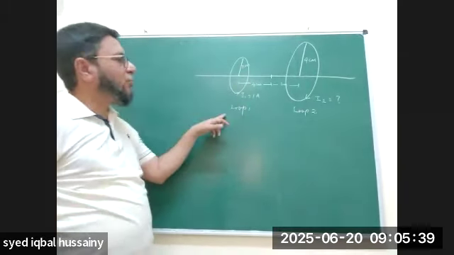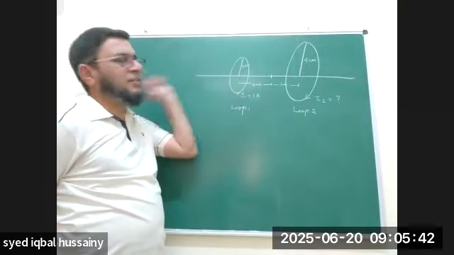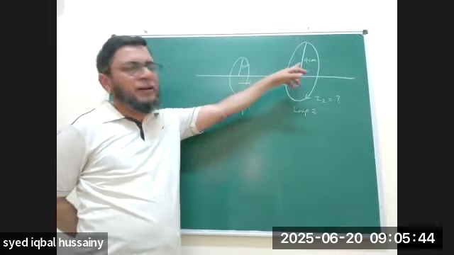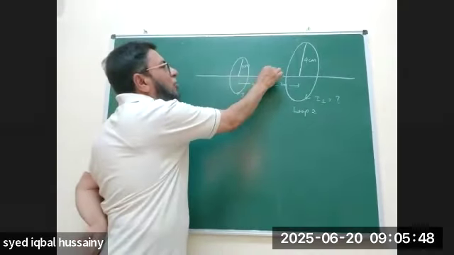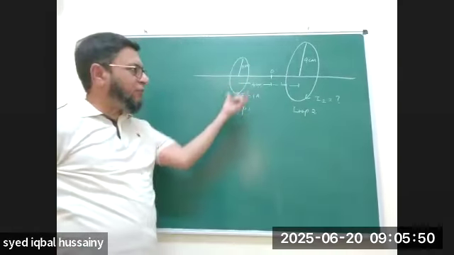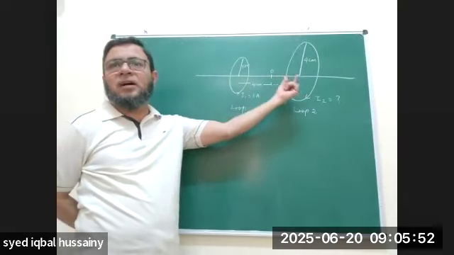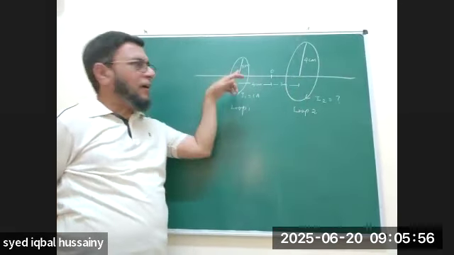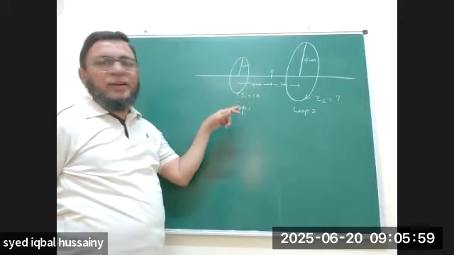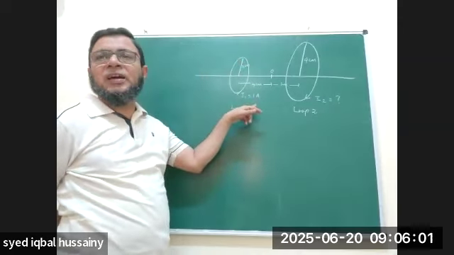In this loop 1, what is the given data? Radius is 3 centimeters. For the bigger loop, radius is 4 centimeters. From the center point O, this coil is placed at 4 centimeter distance, and this circular coil is placed at 3 centimeter distance. In the first circular loop, I1 current is flowing, that is 1 ampere.